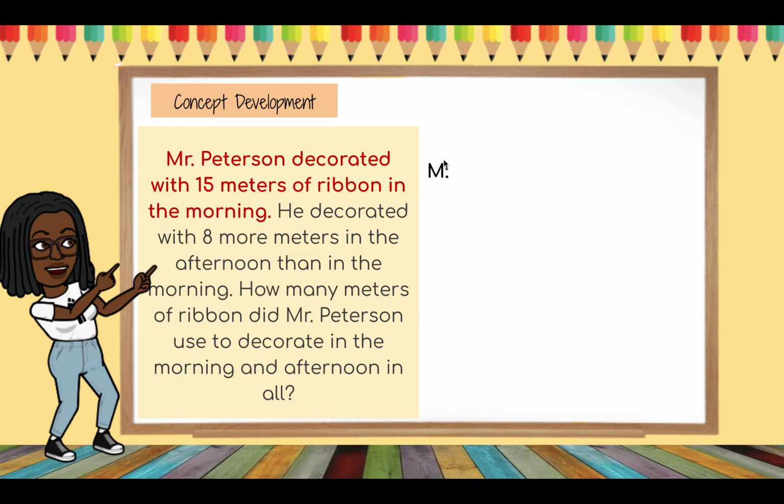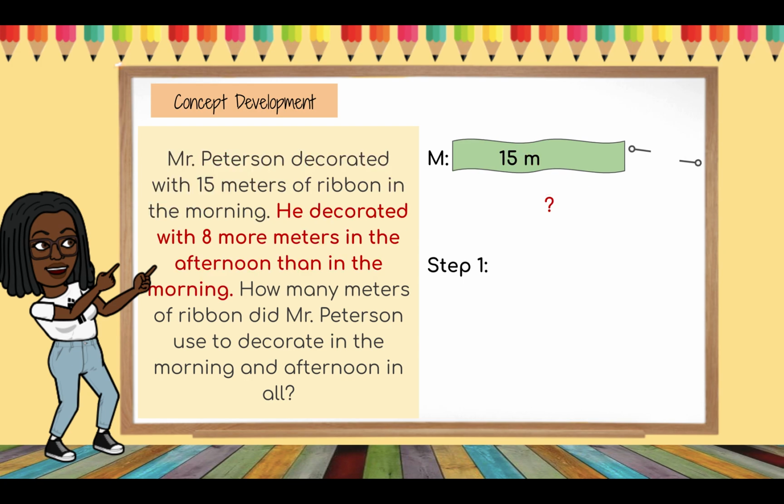So Miss Anissa wrote an M because we know that he had this ribbon in the morning. Then I decided to draw my ribbon because we know that he had 15 meters of ribbon in the morning. So again, I wrote my M just so I know that this is his ribbon from the morning. And then I drew the ribbon and put 15 meters because that's the information that we know so far.